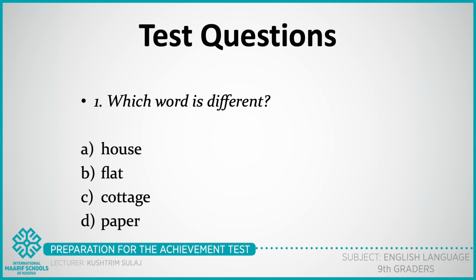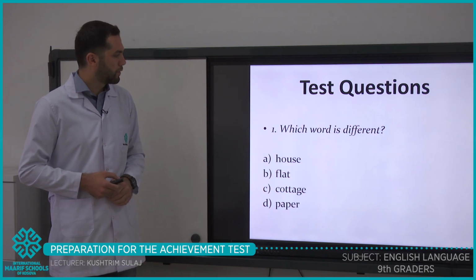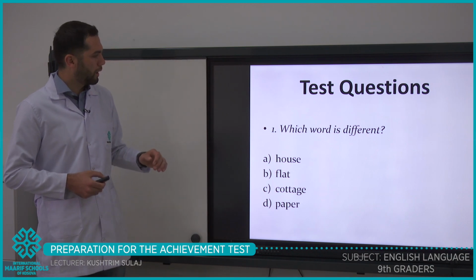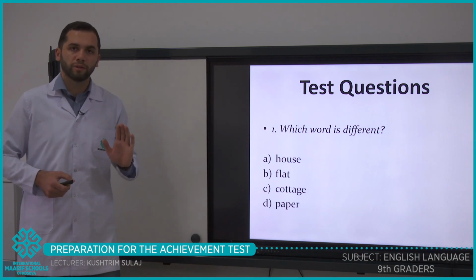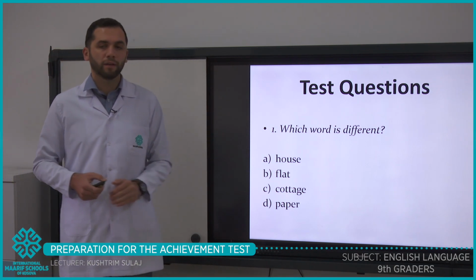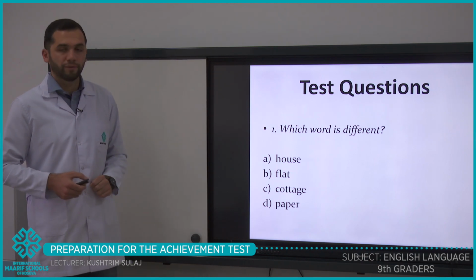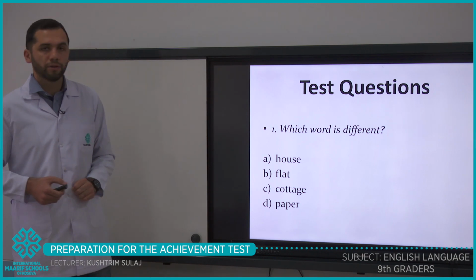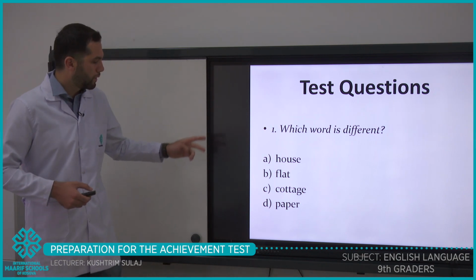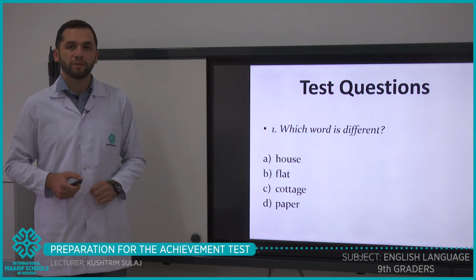As I said in the introduction, questions are usually collected from previous tests that students took. So, this one is an easy question. We're going from the easy questions to the more difficult and then the most difficult questions. This one is: which word is different? We have a house, a flat, a cottage, and a paper. All these three options give us the idea that they are shelters.